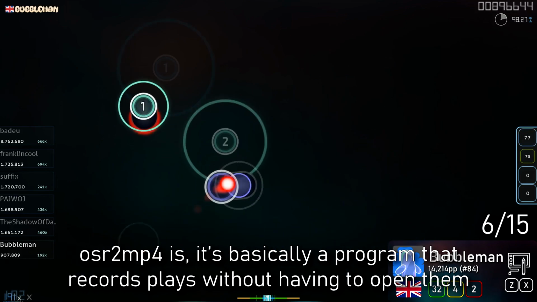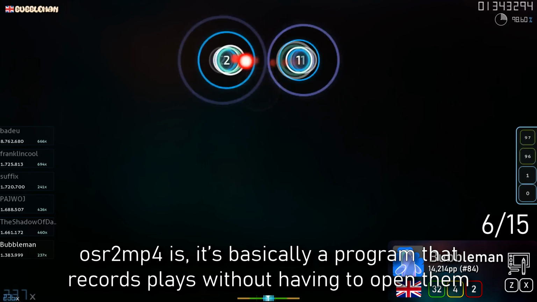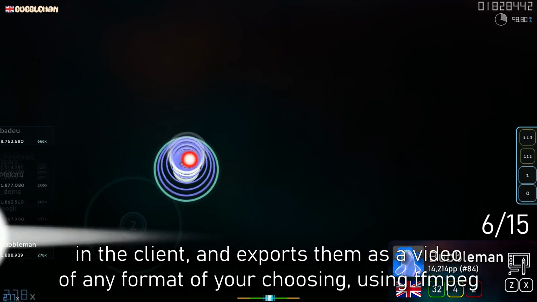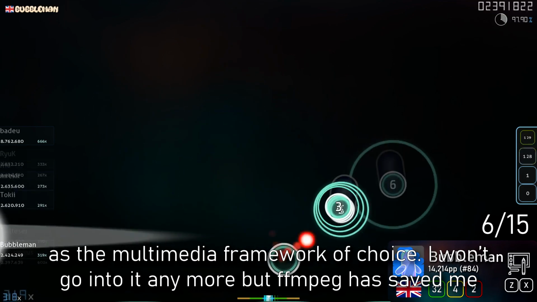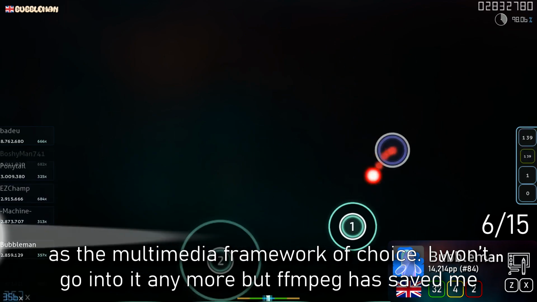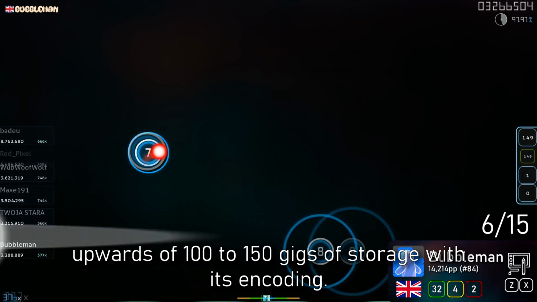If you don't know what OSR 24 is, it's basically a program that records plays without having to open them in the client, and exports them as a video of any format of your choosing, using FFmpeg as the multimedia framework of choice. I won't go into it anymore, but FFmpeg has saved me upwards of 100 to 150 gigs of storage with its encoding.